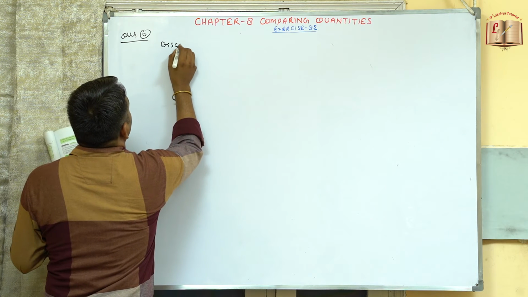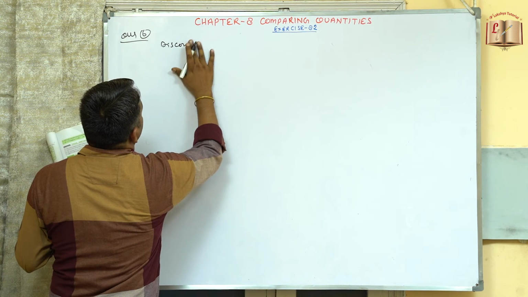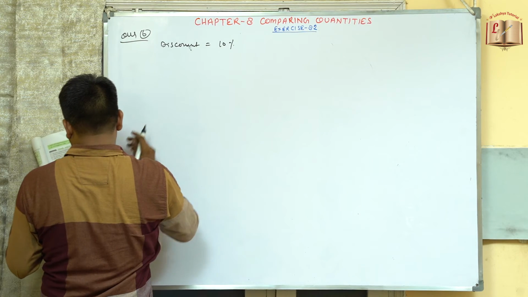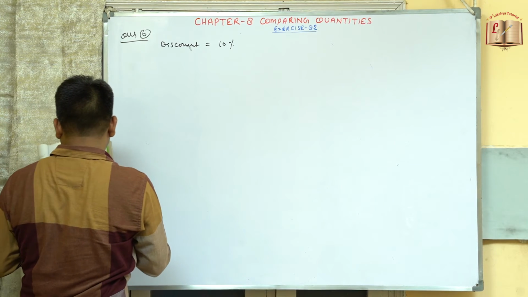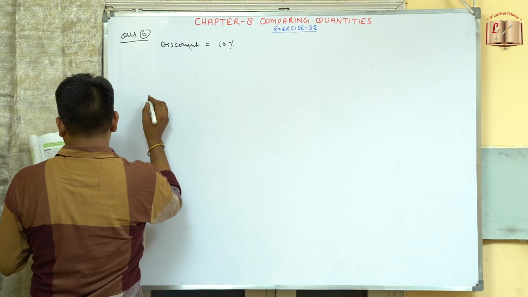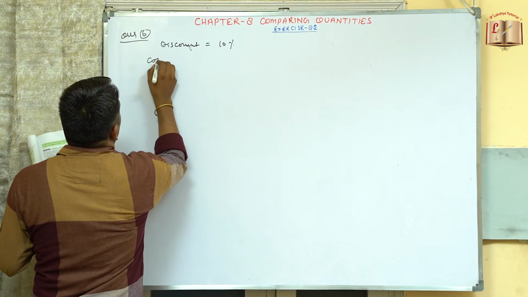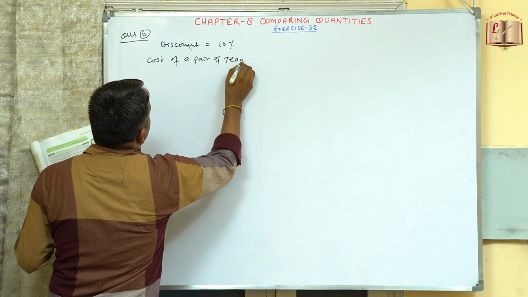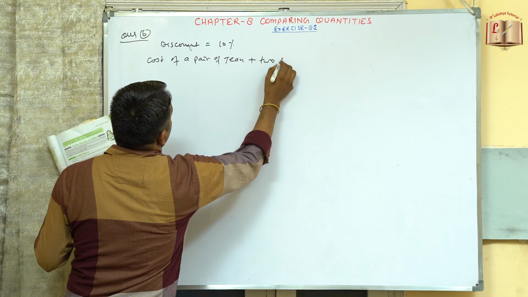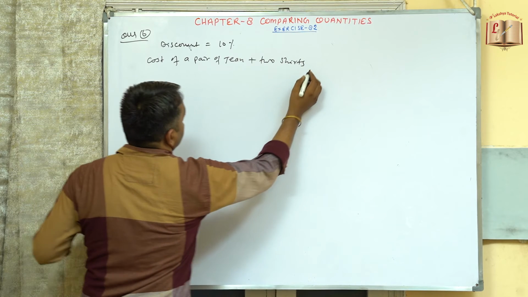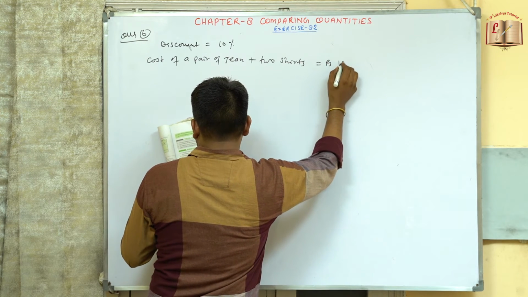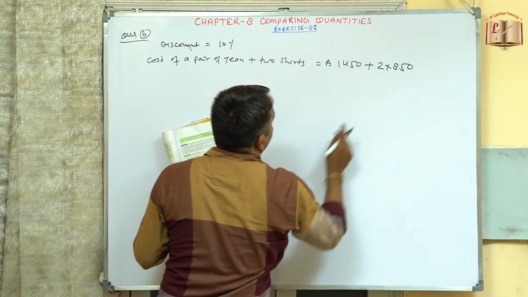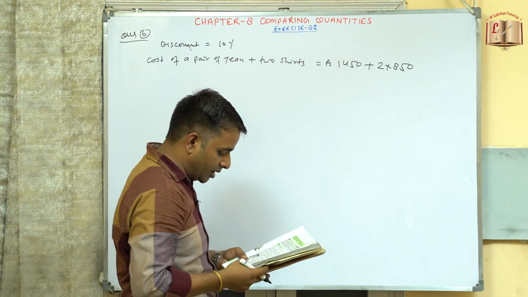So discount is given to us. Discount is equals to 10%. So the cost of a pair of jeans plus 2 shirts will be equals to rupees 1450 plus 2 into 850. The cost of one shirt is given as 850.